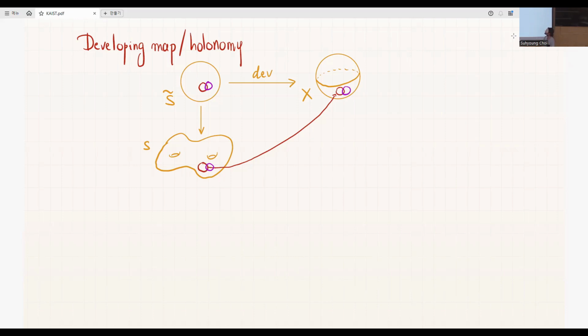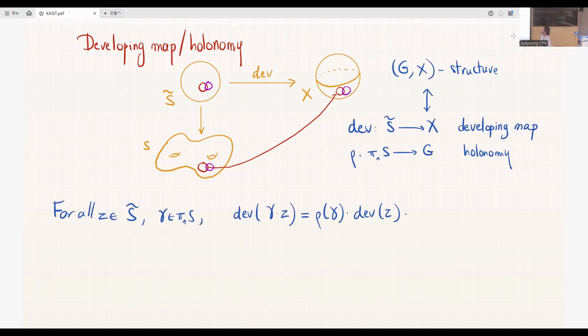You take small disks that intersect your first one that are in the domain of a chart, and you make sure that they agree on their intersection, and you extend like that little by little your developing map to define it on the full universal cover. Okay, so you get a developing map from the universal cover into X, and you also get a holonomy representation from the fundamental group of your surface into G that records how your charts change when you follow a loop.